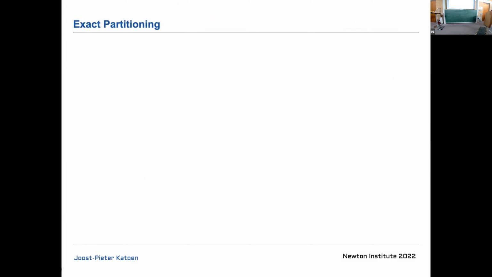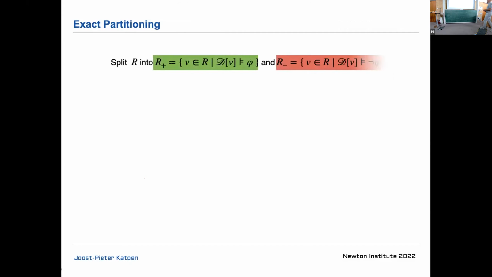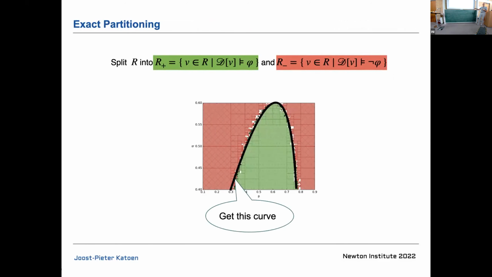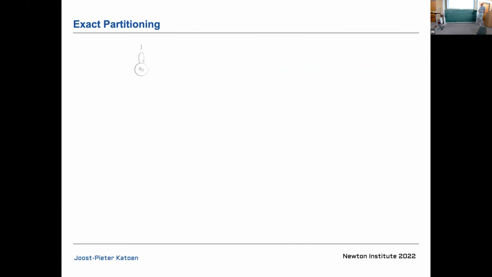The second problem I would like to address is what is called exact partitioning. What does that mean? I want to split the parameter space into the satisfying valuations and the refuting valuations. So in terms of the picture, I'm looking for this curve. Good. So how can we do this?